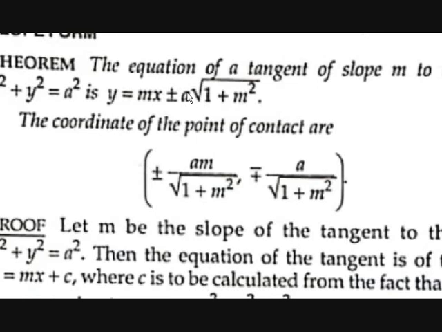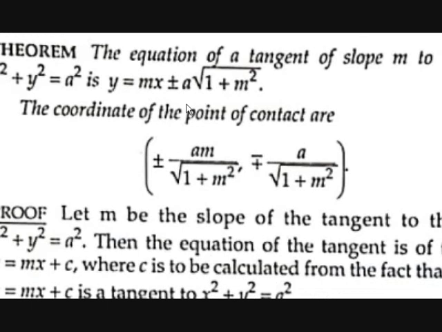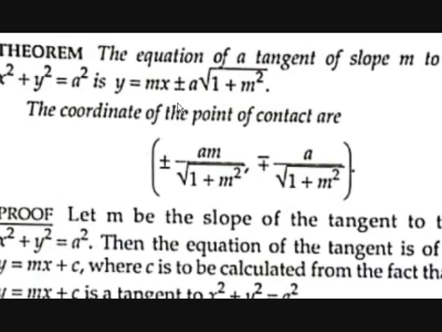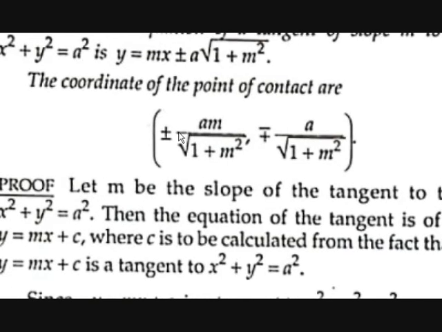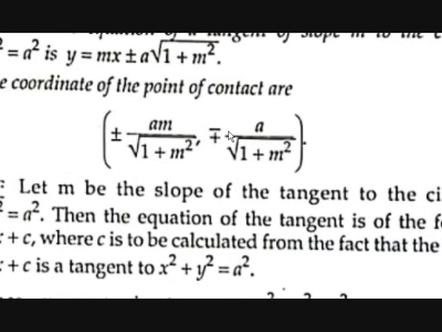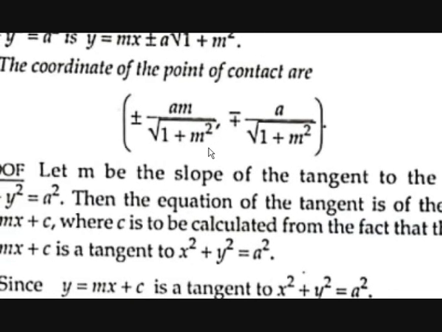Let's see how we can prove that first. Another formula is the coordinates of the point of contact are plus or minus am by root 1 plus m square, minus plus a by root 1 plus m square, means it can have either plus or minus. And if the x coordinate has plus, then the y coordinate has minus. If the x coordinate has minus, then the y coordinate will have plus. Okay, let's see how we can prove that.